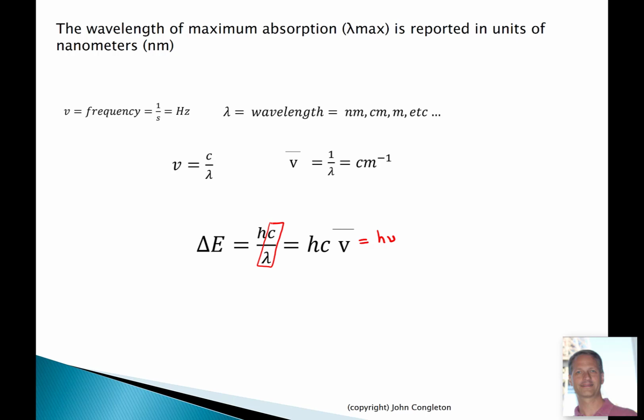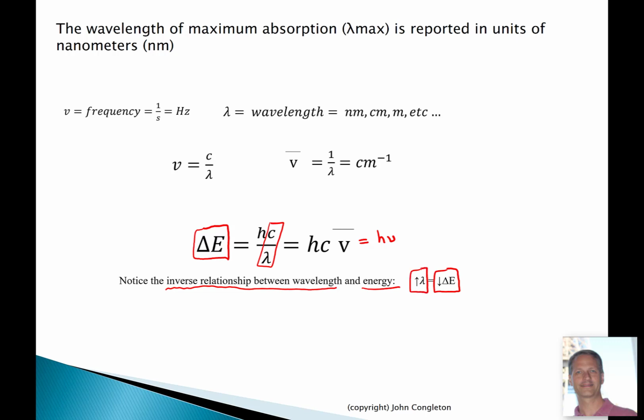So we're going to do some calculations, and you're going to calculate this delta E based on some data that we can get from our UV-VIS spectrum. I also want to point out that there's an inverse relationship between wavelength and energy. We're going to be looking at this delta E, our energy difference, and we're going to be able to get this wavelength, lambda. Lambda max is going to be obtained from our UV-VIS spectrum.